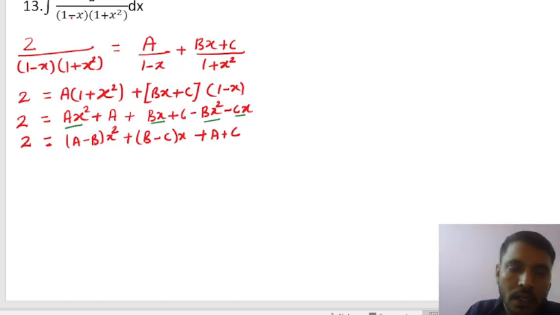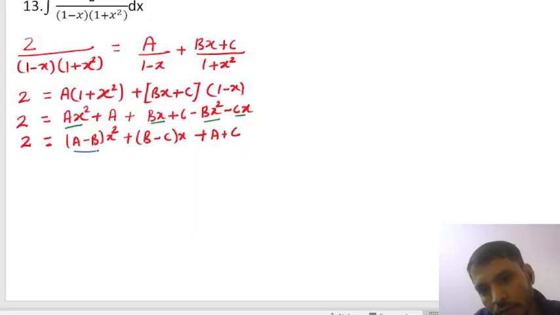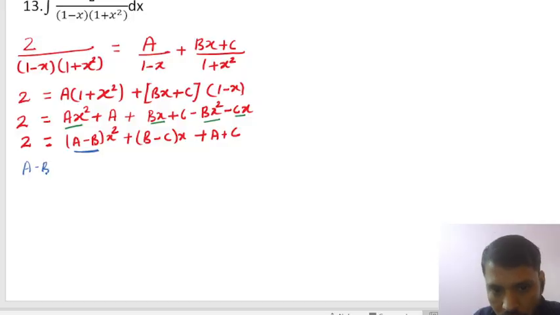So now we can equate the LHS and RHS coefficients. If you see here, the coefficient of x square on the LHS is nothing. There is no x square term, means 0. So we can write A minus B is equal to 0. Right? So this is our first equation. Or from here we can say A is equal to B, since A minus B is equal to 0, so we can take B to the RHS side.